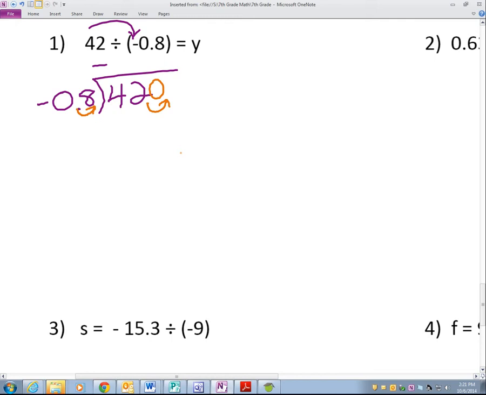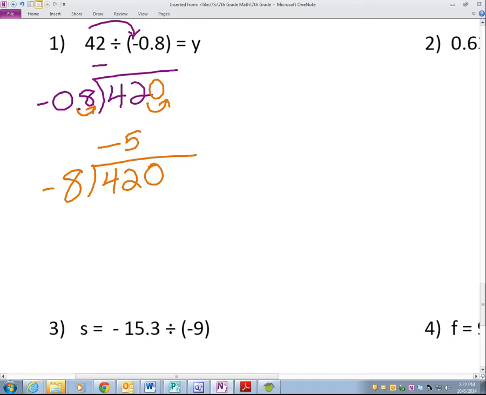So now I'm going to rewrite this. Negative something. 8 divided by 420. Do you always need to rewrite this? I do want you to rewrite it so you don't make any mistakes, or, more importantly, you can see where you made the mistake.